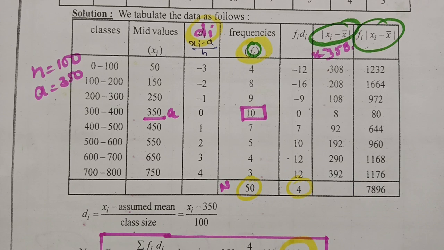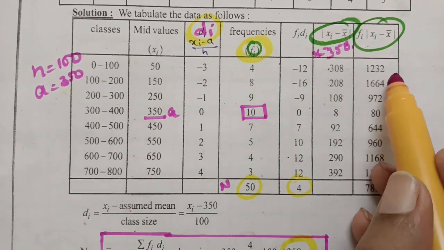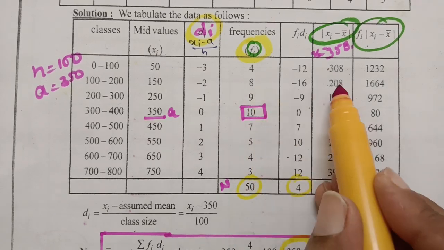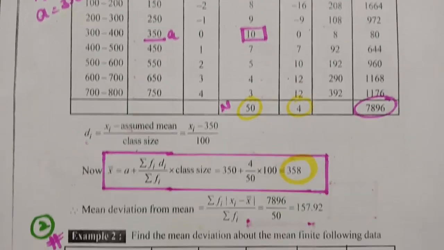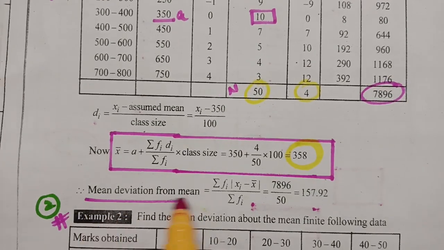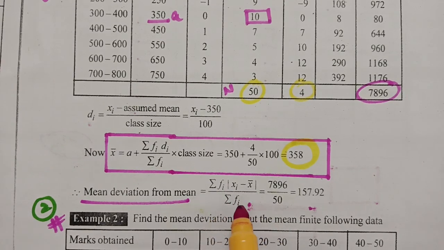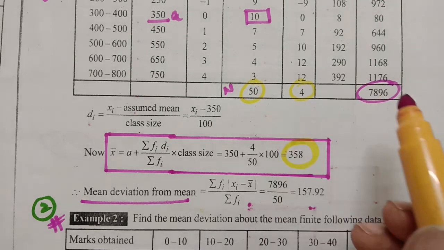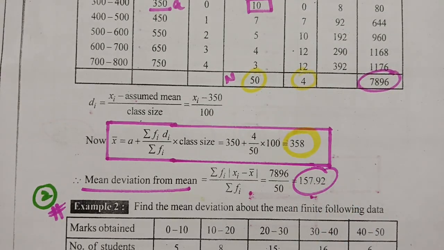Now if I multiply f into this one, that is 4 into 308, this is 1232, and 8 into 208 is this one. And now after addition, we'll be getting 7896. And now the mean deviation from the mean value here is sigma fi |xi minus x bar| by sigma f, that is 7896 divided by 50. The value here is 157.92, that is the answer.